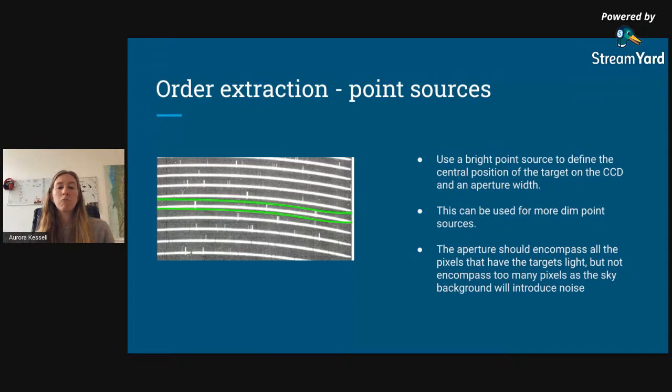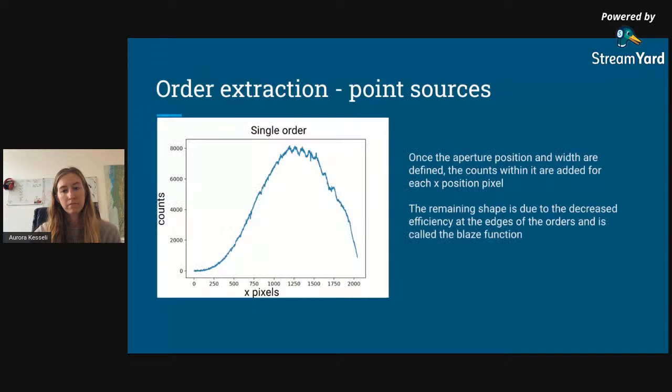Okay, right. So then once you have your new aperture that should encompass all of the target pixels for your point source, basically you can just add up all of the pixels that have the target's light along the y direction, and that will basically extract your spectrum. So what that looks like is something like this. This is the extracted spectrum from a single order.